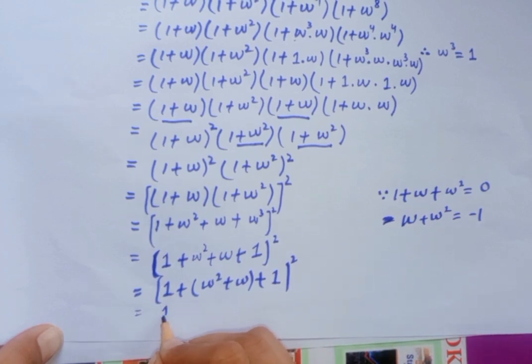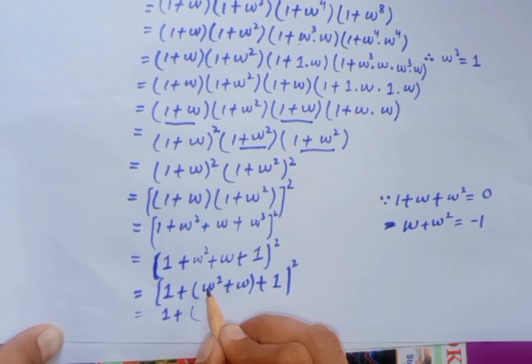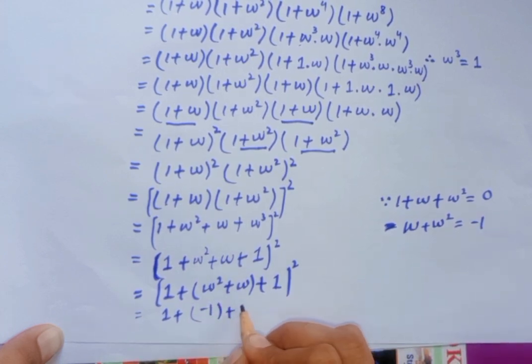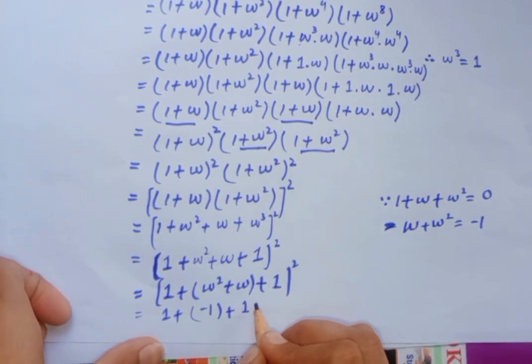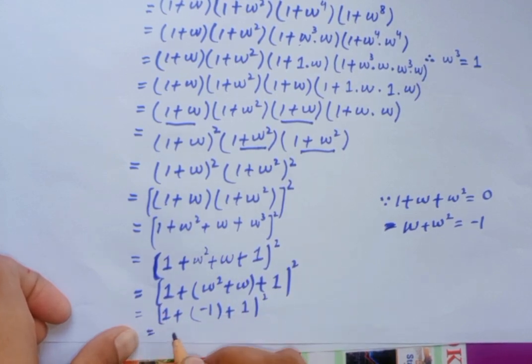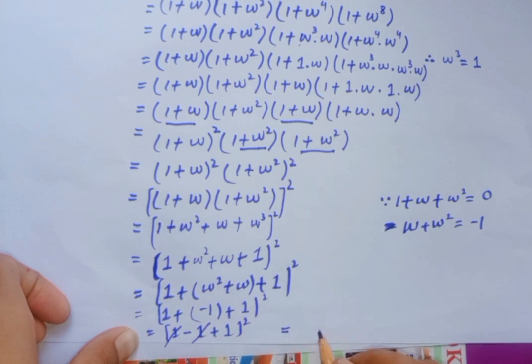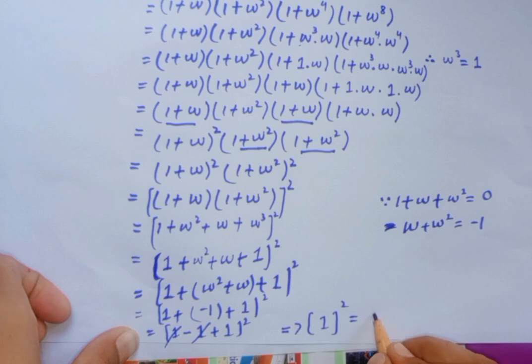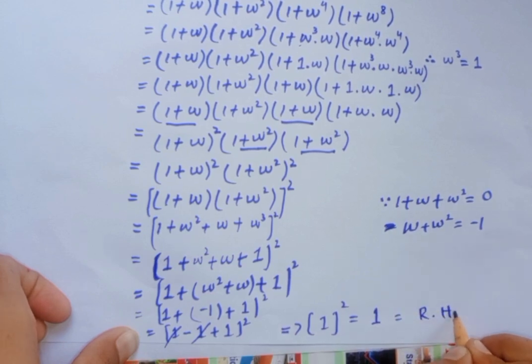1 + ω² + ω is equal to minus 1, plus 1, whole square. So minus 1 and plus 1, whole square. The 1s cancel, which is equal to 1 whole square, which is equal to 1. This is the right hand side.